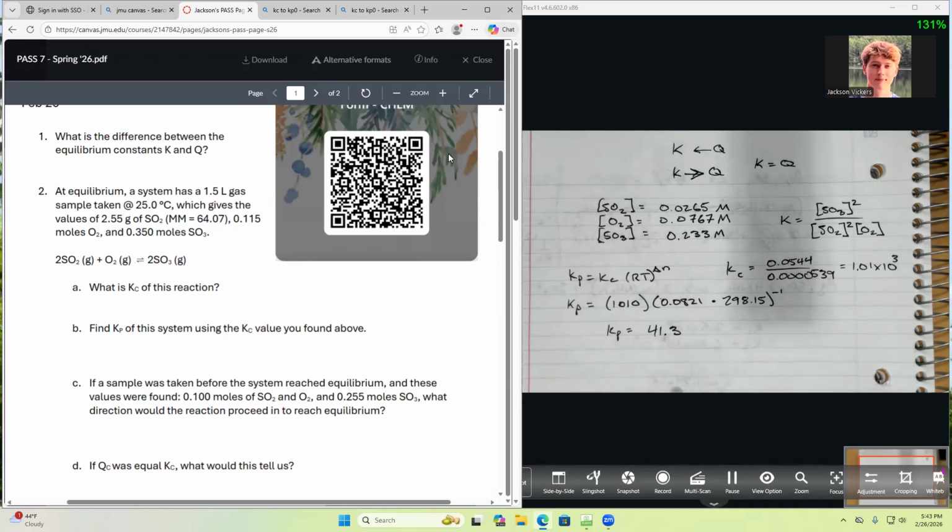Is that what you guys got? 41.3. So that one, again, should hopefully be some free points on the test when you see that formula. All you're doing is plugging it in.